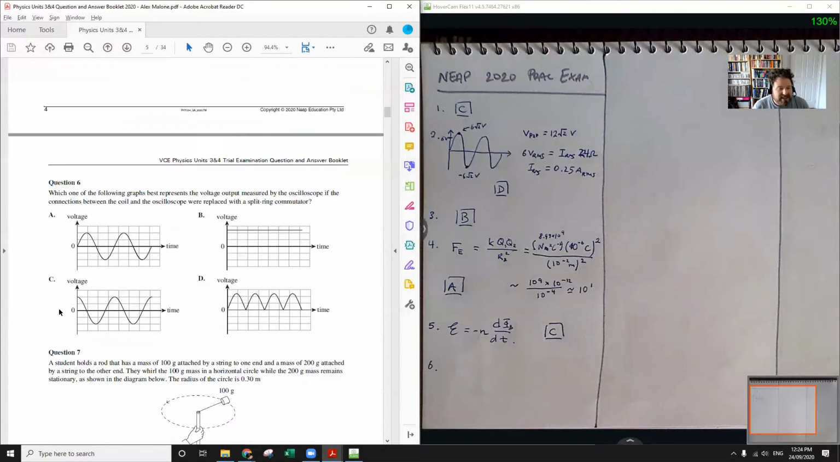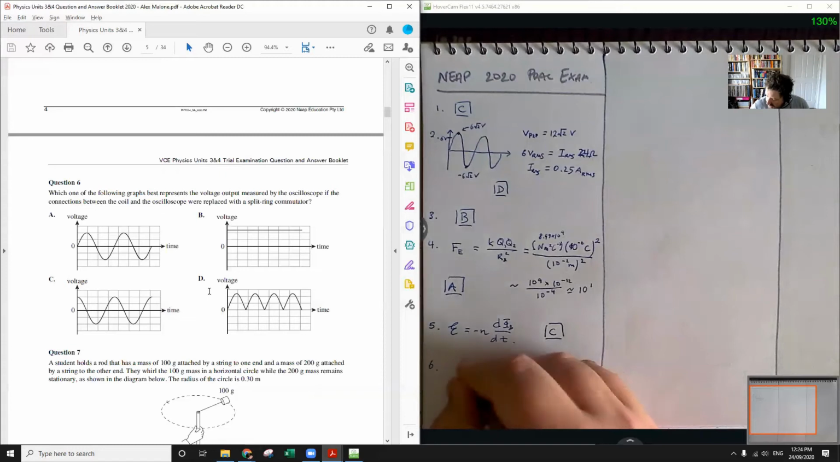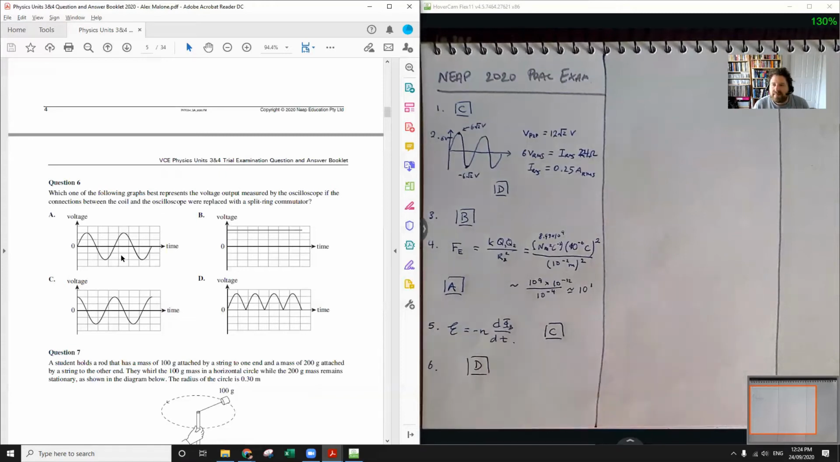Well, it can't be A or C because those are just AC still. So it's going to be B or D. And then the question is, does a split ring commutator have any effect where it smooths out the voltage? No, all it does is flip these negative parts of the graph up to positive. So D is going to be what the output of a split ring looks like. Okay.